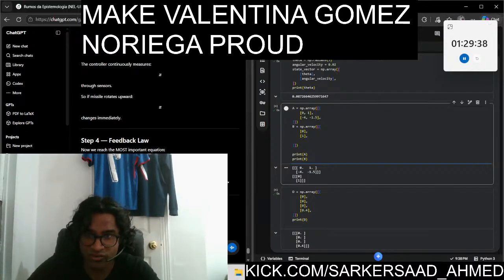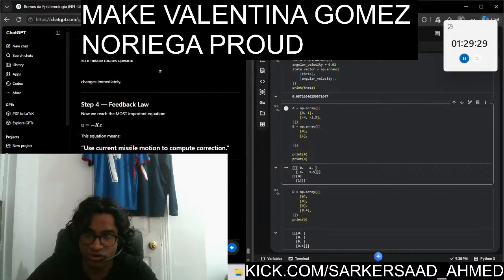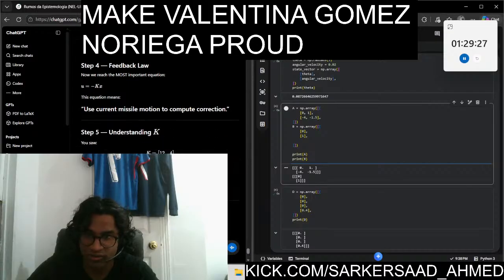Now here's the most important question: U is equal to minus Kx. This equation means using the current missile motion to compute the correction. You saw that K is equal to 12 and 4. So they determine how aggressive. 12 reacts to the pitch angle, 4 reacts to the angular velocity.